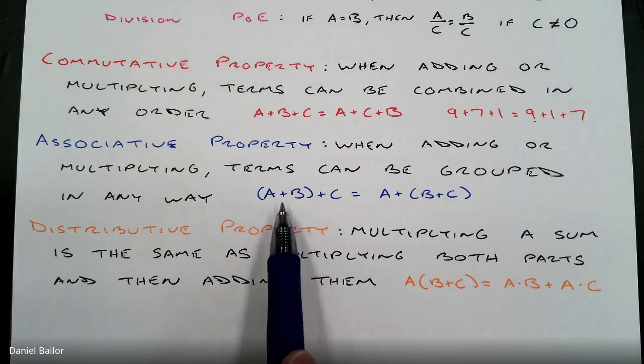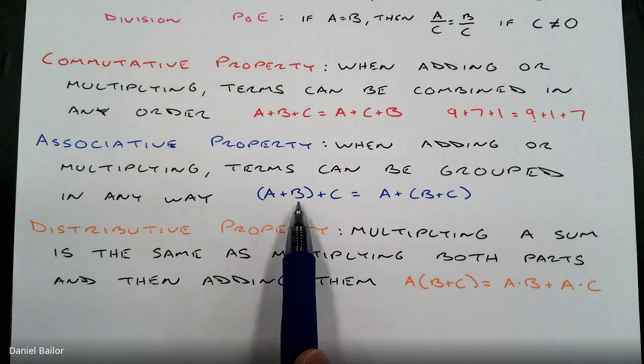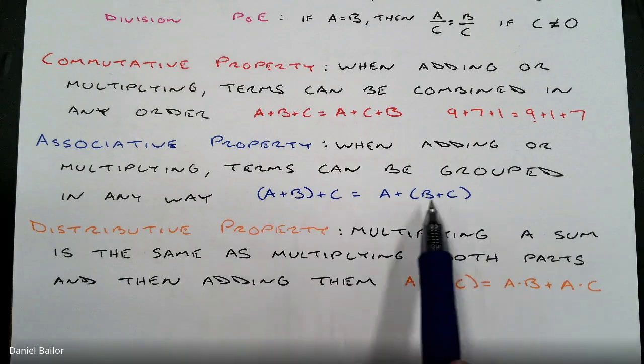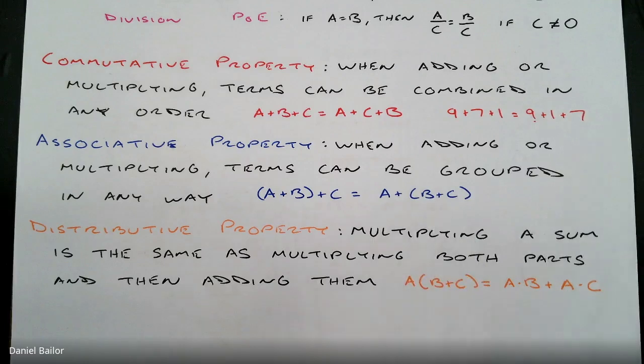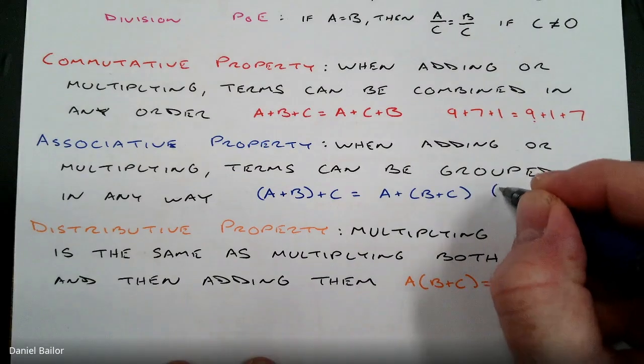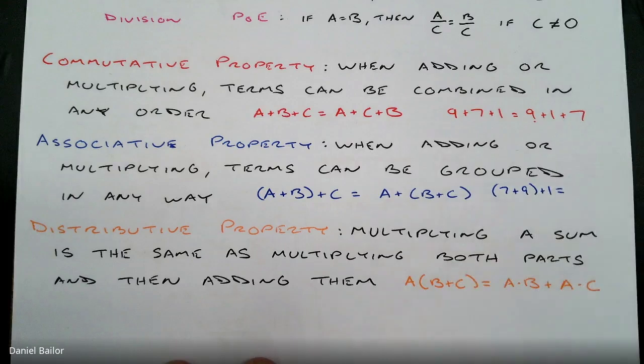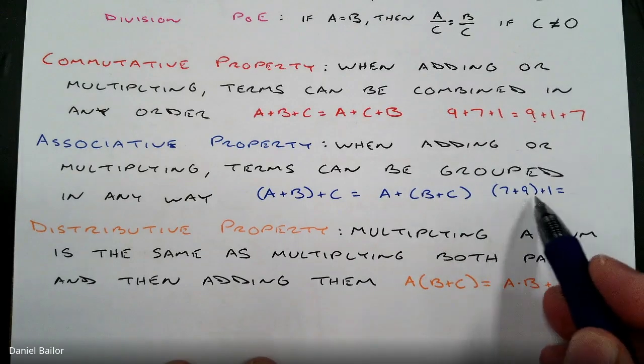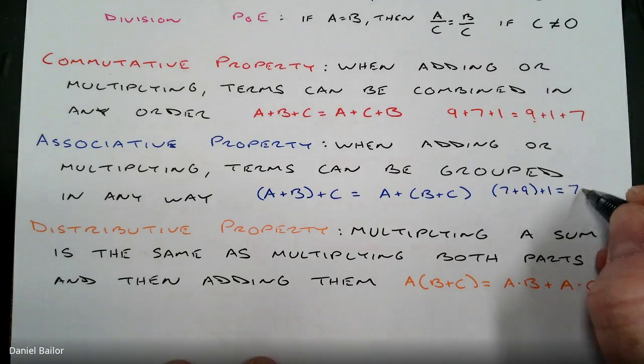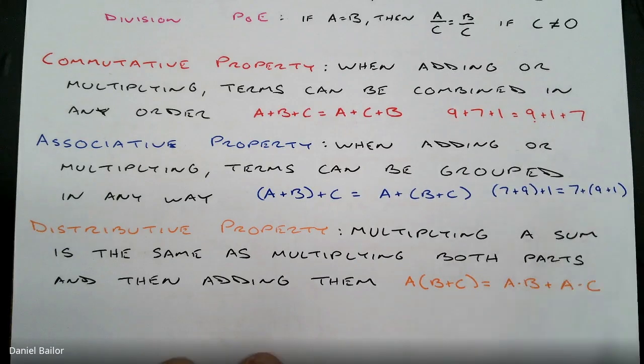Like in this example, you can do the A plus B first and put that in parentheses. Or if it's easier, you can do the B plus C first. You can do whatever you want. So for example, if it says 7 plus 9 plus 1, the associative property says, well, everything is adding, so how about I move the parentheses and do the 9 plus 1 first, because that will be easier. So the associative property also helps us move the parentheses around, so we can choose what we want to do first. But remember, it only works if everything is adding or if everything is multiplying.